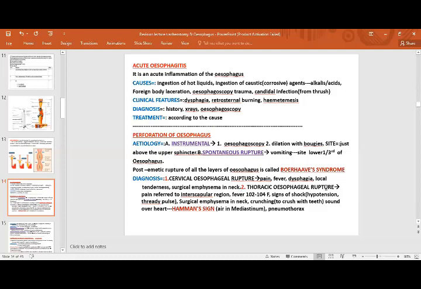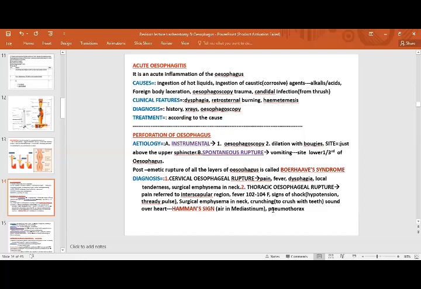And in thoracic esophageal rupture, the pain is referred; it is not in the neck but in the interscapular region. Fever would be very high, around 102 to 104 degrees Fahrenheit. Definitely signs of shock are present. And there is surgical emphysema of the neck, again, a crunching sound.